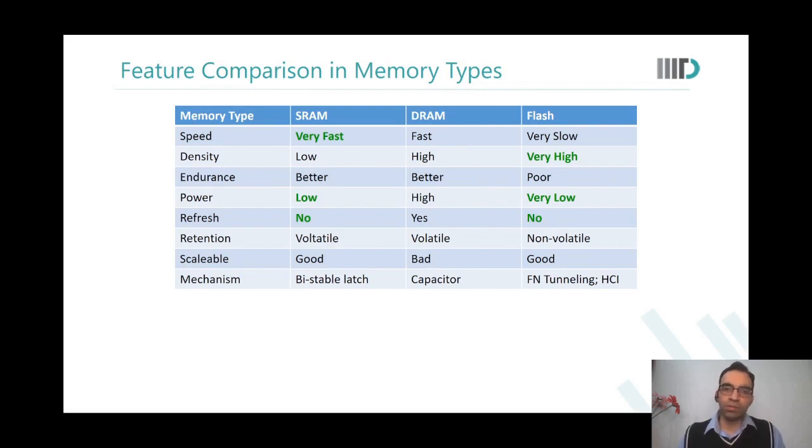Retention, we already talked about. As you switch off, the power would go off and the contents would be erased. And then the mechanism is a bistable latch or a capacitor, or in a flash, a mechanism like FN tunneling or hot carrier injection to be able to do read and write operations.